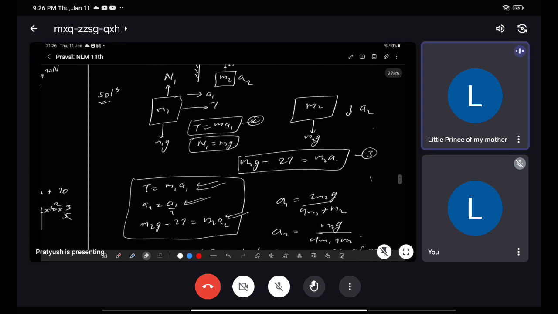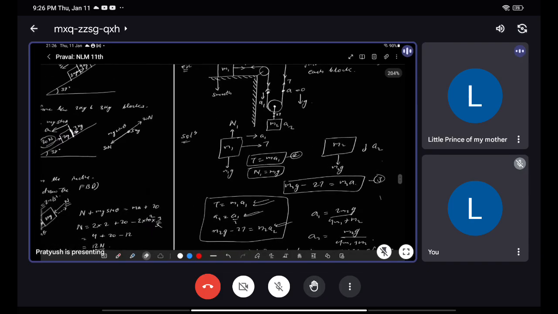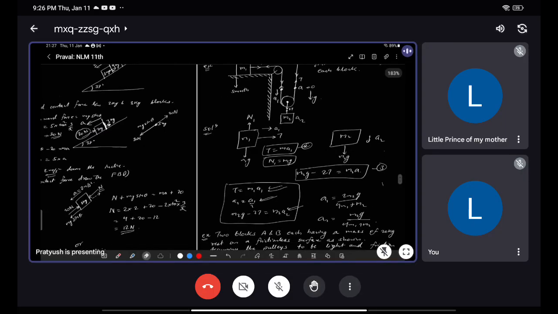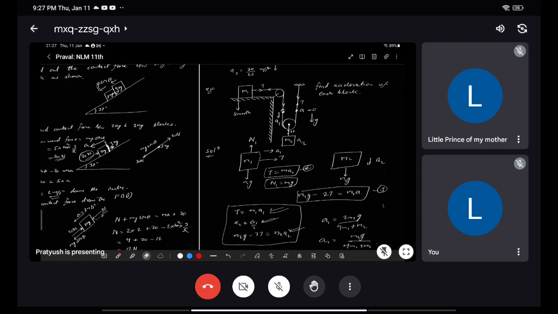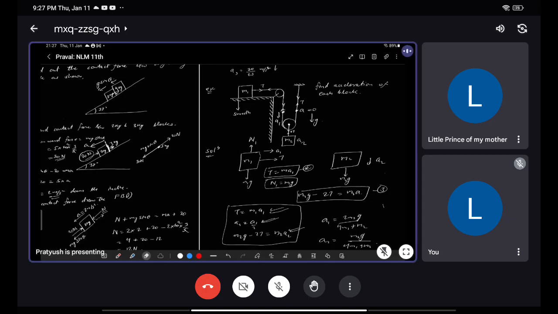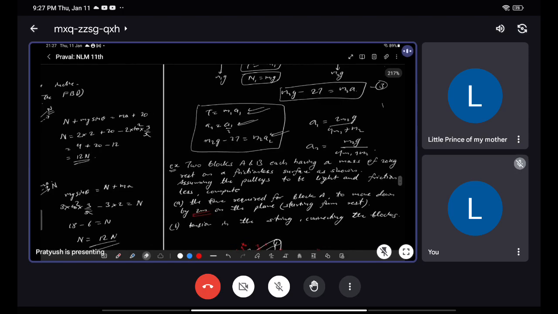So the whole system will go downwards, sir. Yes. So again, we'll draw the FBD of each and every block, and then we'll get some equations. After solving the equations, we'll get A1 and A2 as following: 2m2g upon (4m1 plus m2) and m2g upon (4m1 plus m2). Got it? Now, take down the next question.